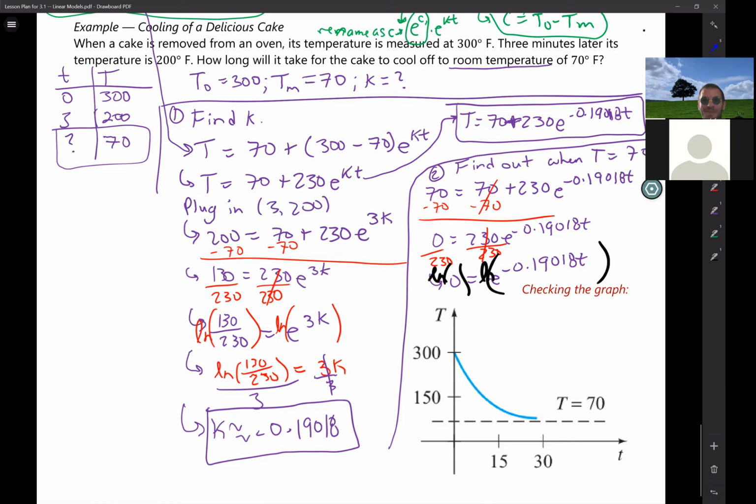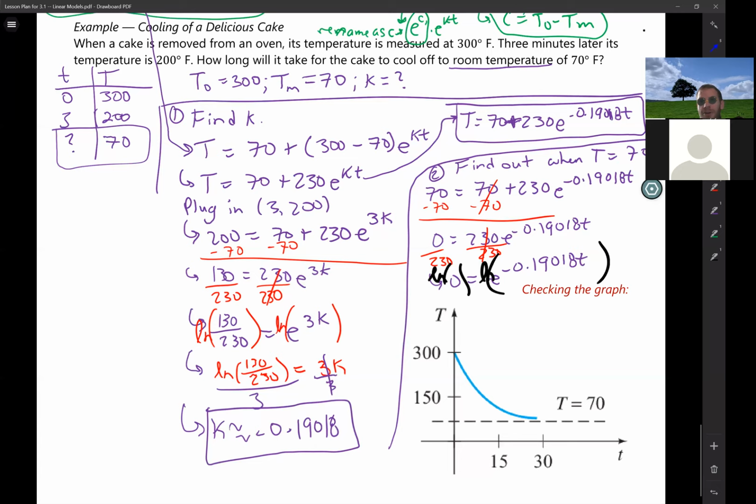So did I do math wrong? Answer me that in the chat. Did I do any of my steps wrong or any of the math wrong? Okay, Leo and Edward say no. Thank you. It's okay. I do math incorrectly sometimes. So if you think I did it wrong, let me know. But what does this mean then? So why am I not able to solve this?